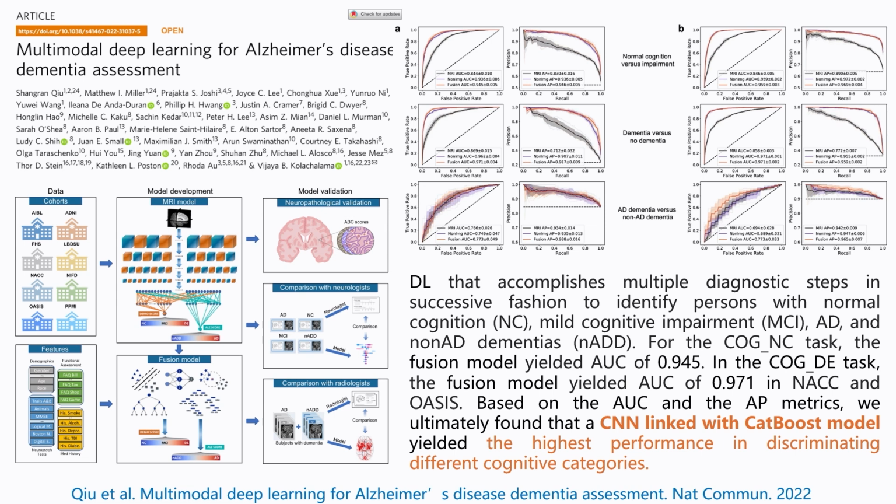So here are some examples for Alzheimer's disease classification. This one was published in Nature Communications. Here it used a CNN linked with a CatBoost model to discriminate AD, MCI, and healthy controls. It shows that the CNN linked with CatBoost got the highest performance. It also compared several models, and gave us very high accuracy, like 90.7 AUC in classifying AD from healthy controls.